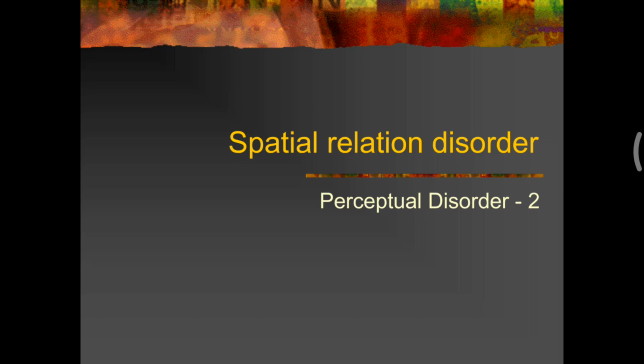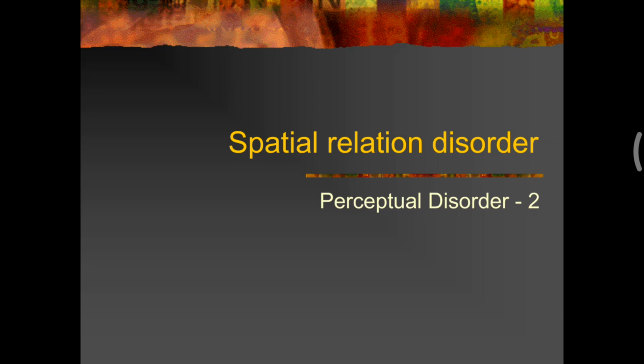Now, to recall from the first lecture, we understood that there are four different types of disorders. First is body image disorder or body scheme. Second is spatial relation. Third is agnosia, and the fourth is apraxia. So in this part, we are going to look into spatial relation disorders. In the next part, we'll be looking at the agnosias and apraxias.